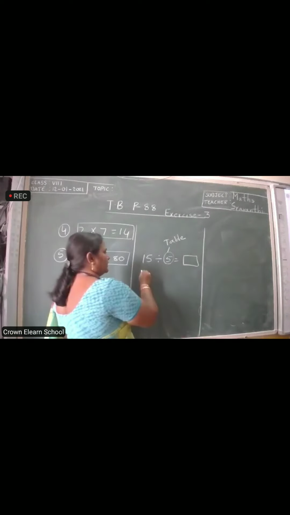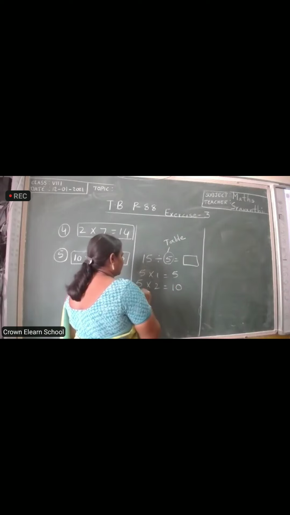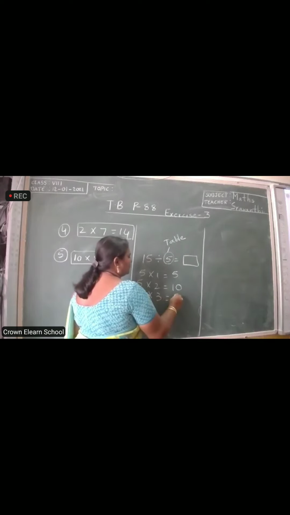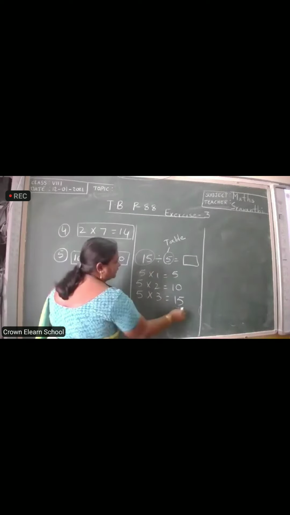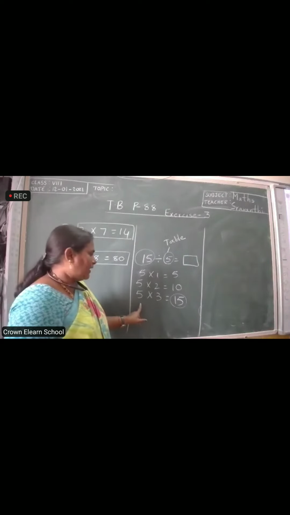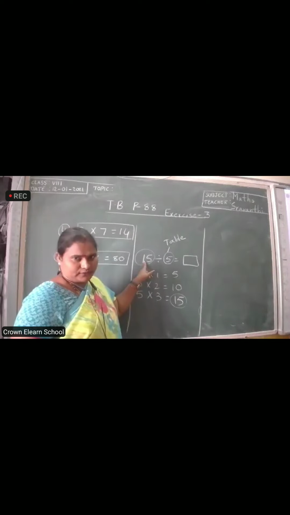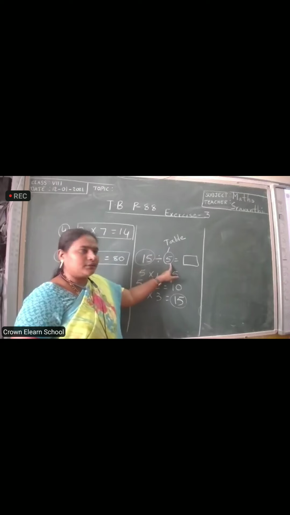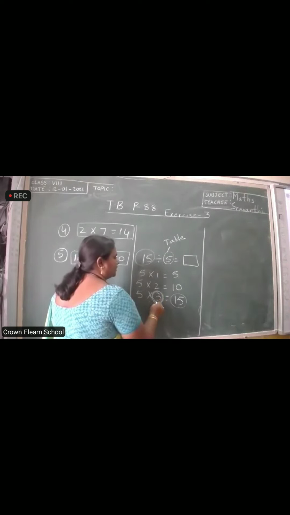Okay, so let us write. 5 ones are 5. 5 twos are 10. Are you saying 5 table? 5 threes are 15. Stop reading. Why? Because we need 15 and we got 15. Stop. Don't say 5 fours are, 5 fives are. Okay. 5 threes are 15. So 5 table till you get 15. Understood? We got 3 as the answer. 5 threes are 15. So 3.